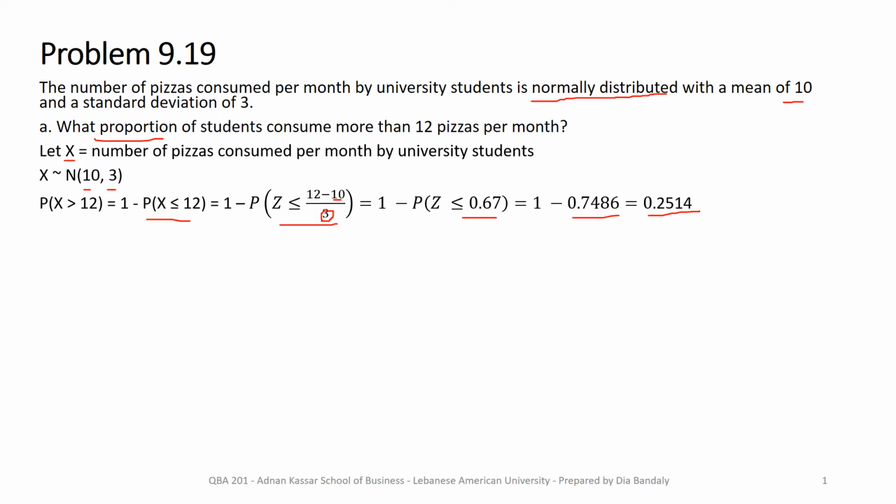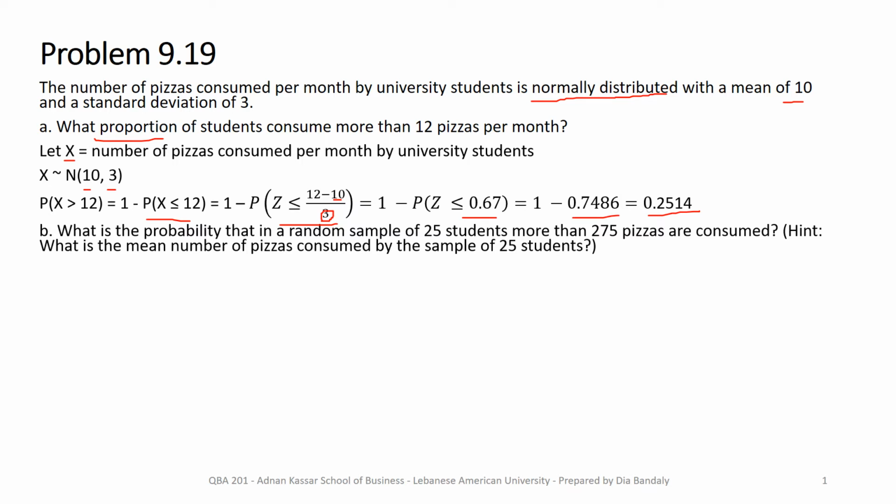So that was, again, a repetition of the same procedure that you were doing before, so hopefully you could have done it on your own. But read part B. What is the probability that in a random sample of 25 students, more than 275 pizzas are consumed? So here we're talking about a total.